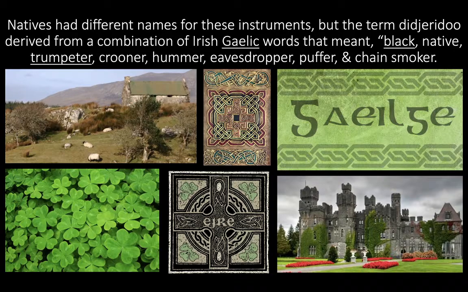And when the British arrived and first saw the instrument, the Irish came up with a nickname for it, a combination of a number of nicknames. One meant black or native, another meant trumpeter, crooner, or hummer, and another meant puffer and chain smoker. It makes sense why the Irish might put these words together to come up with a nickname for the instrument. But didgeridoo is not the term that Aboriginal people use to describe the instrument.